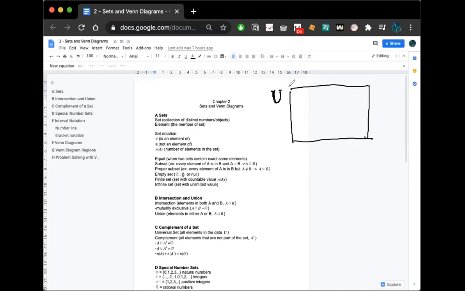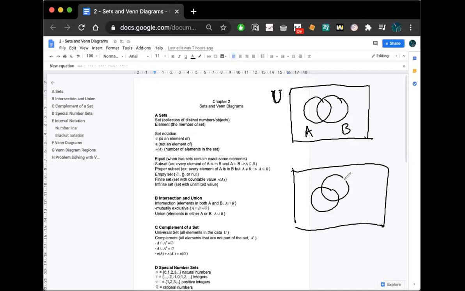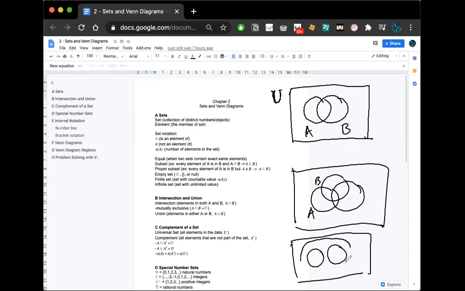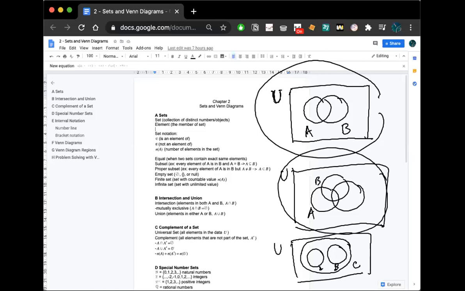So in this world, we can have, for example, a set A and B, or maybe in other worlds, we can have A, B, C, and in other examples, we can also have weirder examples like A, B, C. And this all varies in different questions. It just depends on how the question is designed. But the more common ones would be this and this.